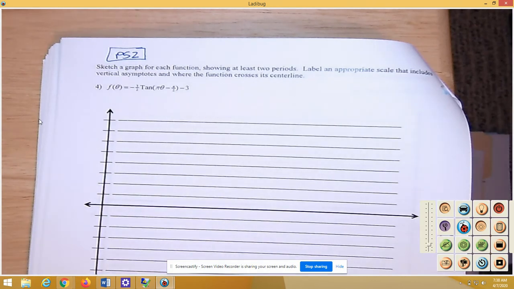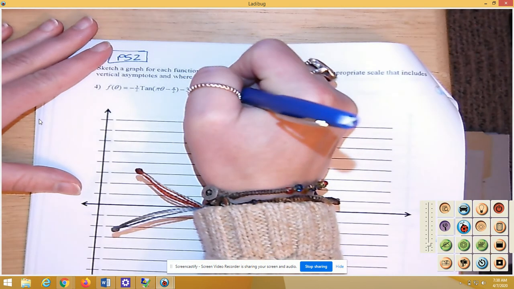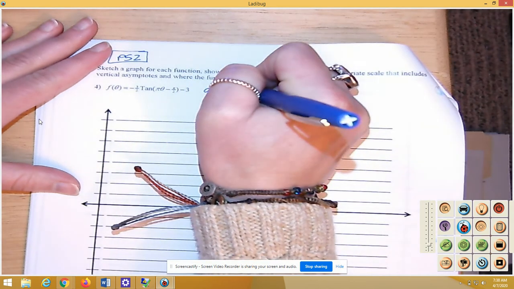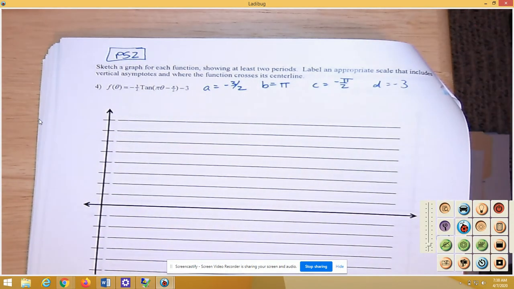A will be negative 3 over 2. B will be pi. C will be negative pi over 2. And then D will be negative 3. So if I think about my y-axis, it's always kind of easiest to start with that midline, that center line. So you have -3 for your y value.